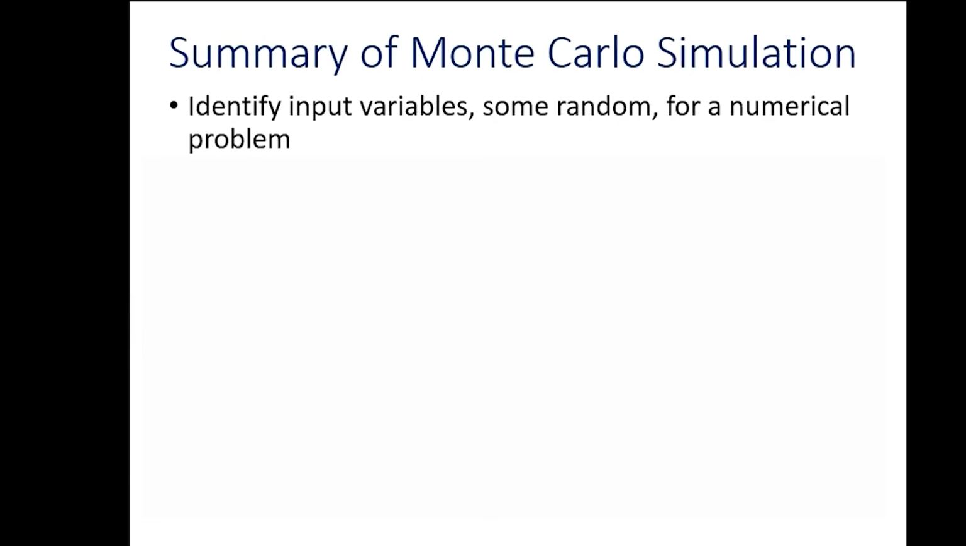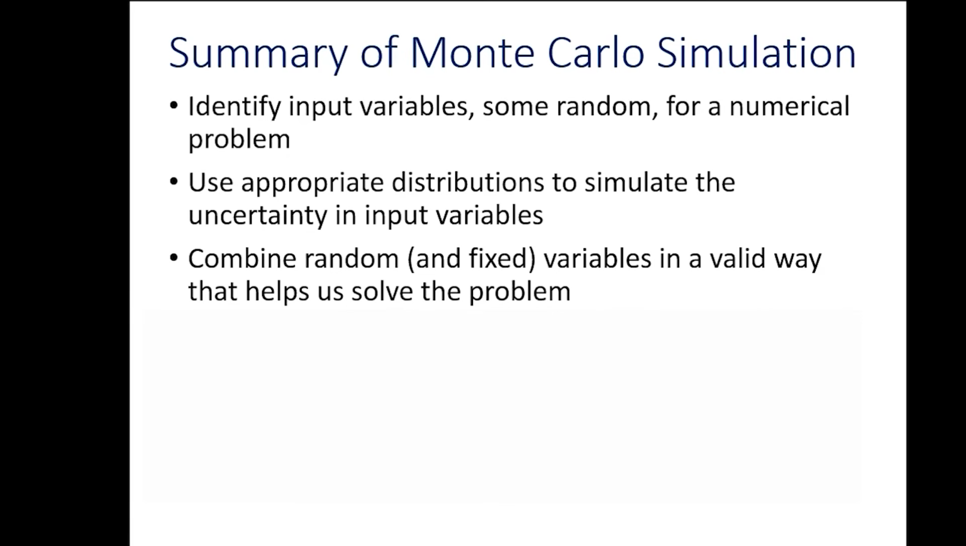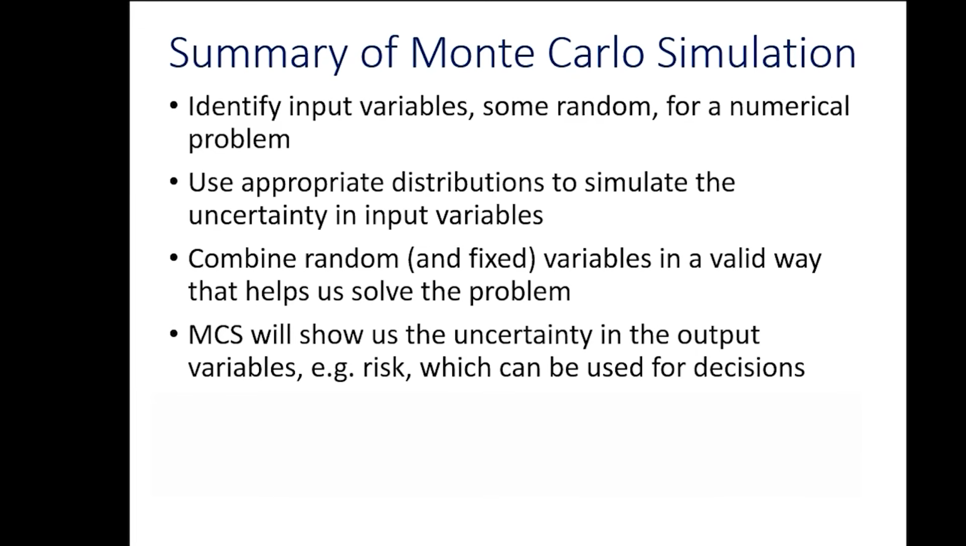A summary of the steps in Monte Carlo simulation: first, we identify our input variables, some of which need to be random for our numerical problem. We have to use appropriate distributions to simulate the uncertainty in our input variables. We have to combine our random variables, and we can also include fixed variables in a valid way that helps us solve the problem. The Monte Carlo simulation will show us the uncertainty in our output variables, which we can use for our evaluation for our decisions.